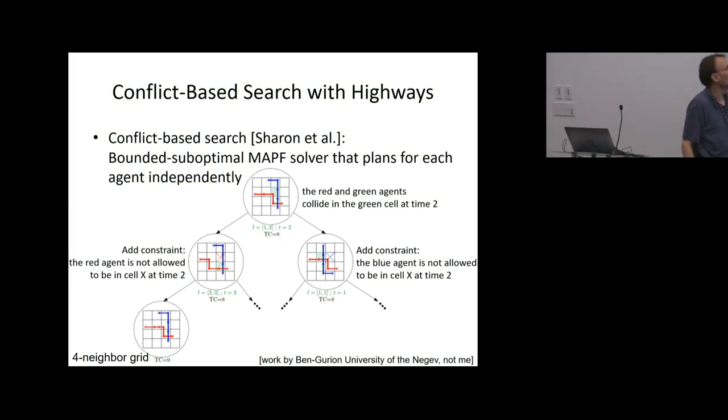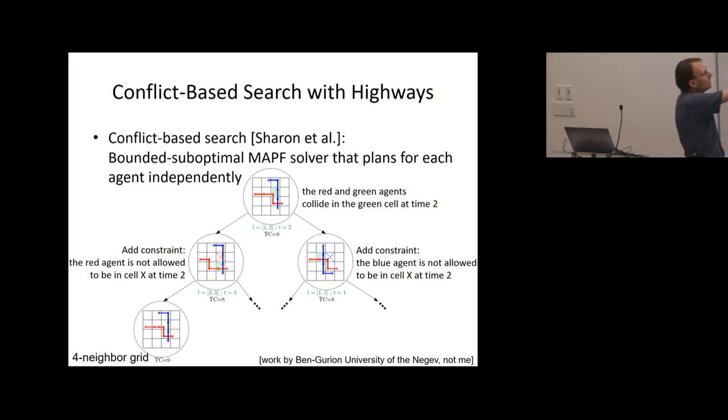How do we resolve it? Now we know that two robots cannot be at the same vertex at the same time. So we can impose a disjunctive constraint and split the situation into two situations. In one situation, we do not allow the red agent to be in this cell here at time two. And in this situation here, we do not allow the blue agent to be in the collision cell here at time two. Okay? Now, the optimal solution is at least here or here, maybe in both cases. We will not prune the optimal solution, because the only thing that we prune is something that leads to a collision, which cannot be a solution.